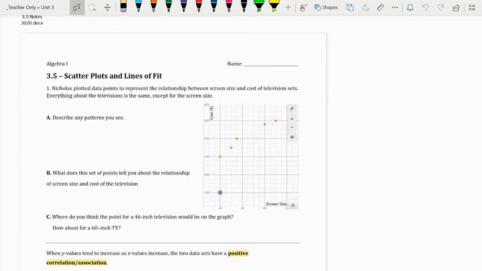Today we're going to do 3.5 scatter plots and lines of fit. Well, the first thing I would like for you to do is try out number 1, A, B, and C, and then I will go over the answers.